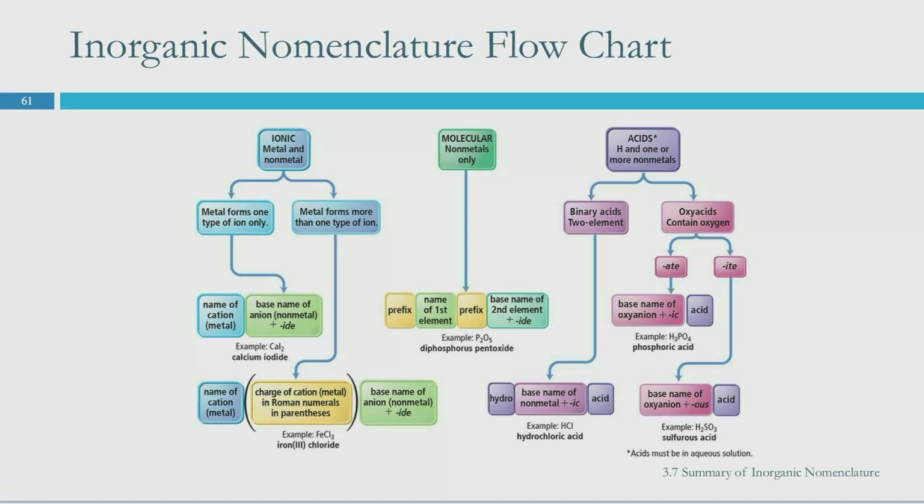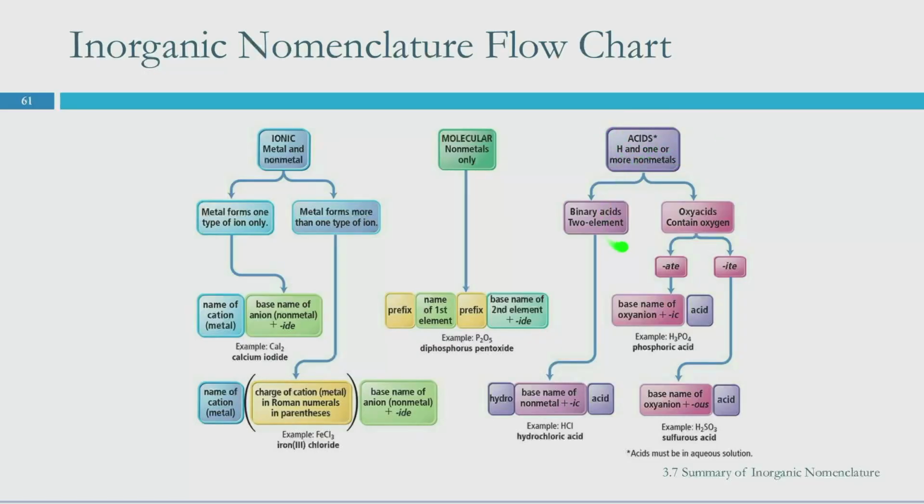Okay, here's a grand overview of all of the inorganic nomenclature. This is the order that we covered them. We covered ionic first. We've got things that form one type of ion, things that form more than one type of ion, and we've got different rules and naming conventions, and we've got some examples of those. Today we talked about the molecular, things that are nonmetals only. That's where we use those prefixes. We omit the mono if it's the first prefix, and we change the ending to ide.